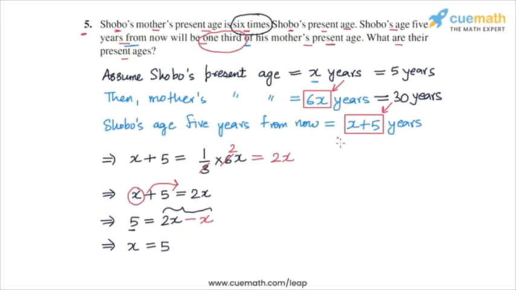Now let's see whether this answer is correct. Shobo's age 5 years from now will be x plus 5 or 10 years. And we see that this age 5 years from now, 10, is 1/3 of the mother's present age, which is 30. And this is what is given to us in the problem statement. So the answer 5 years and 30 years is correct. And this completes question number 5.